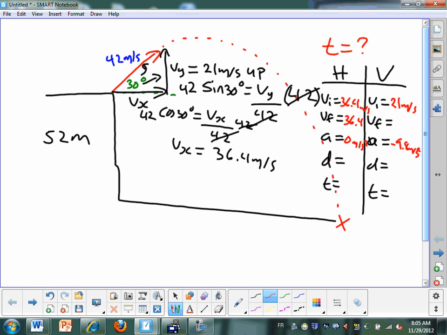Do I know my displacement in the y direction? 52 meters. But since I started at the top and went to the bottom, my displacement from where I start to where I finish is actually a negative 52. Not meters per second, meters. Do I know the time it takes to fall? No. But do I have enough information to find these things out?